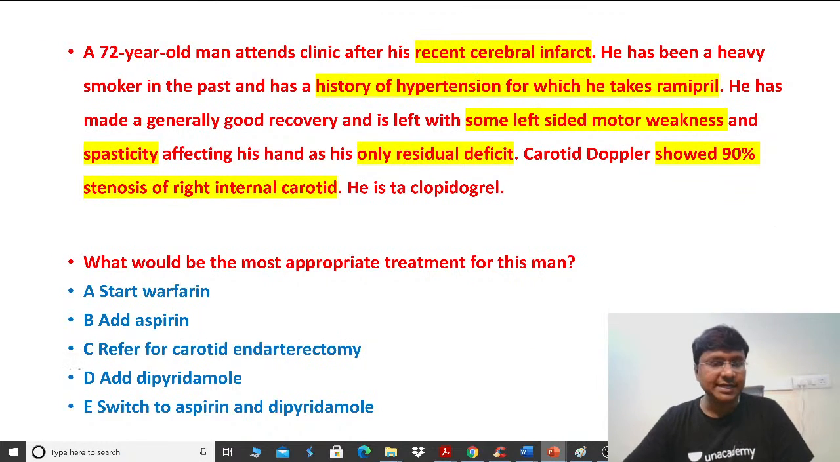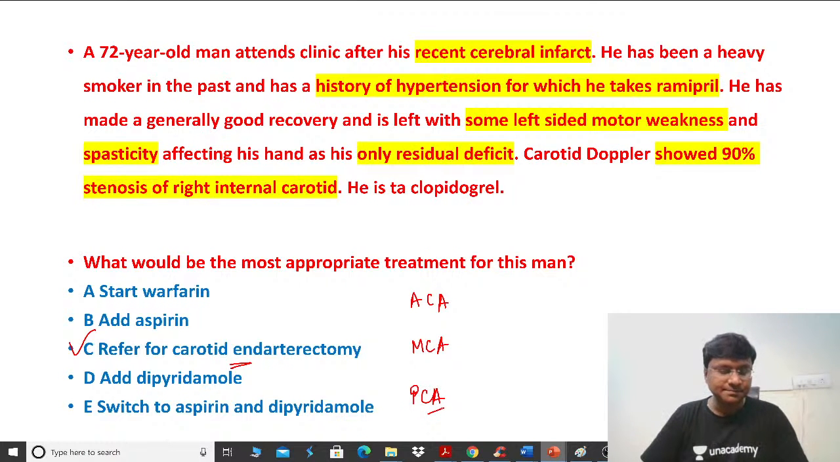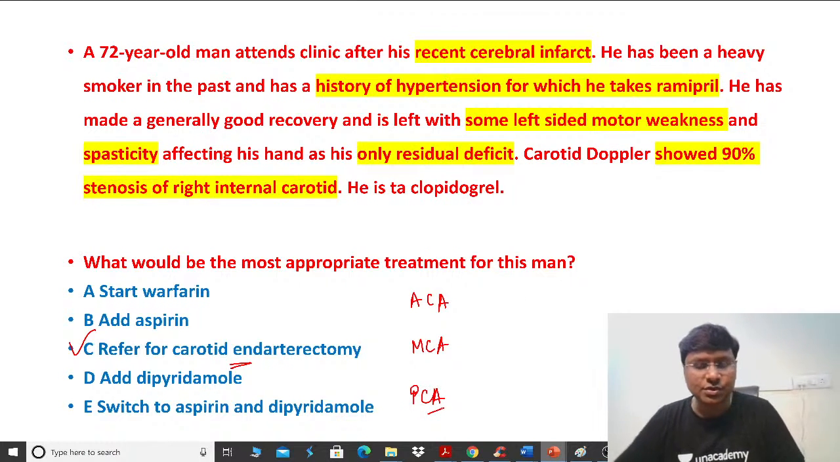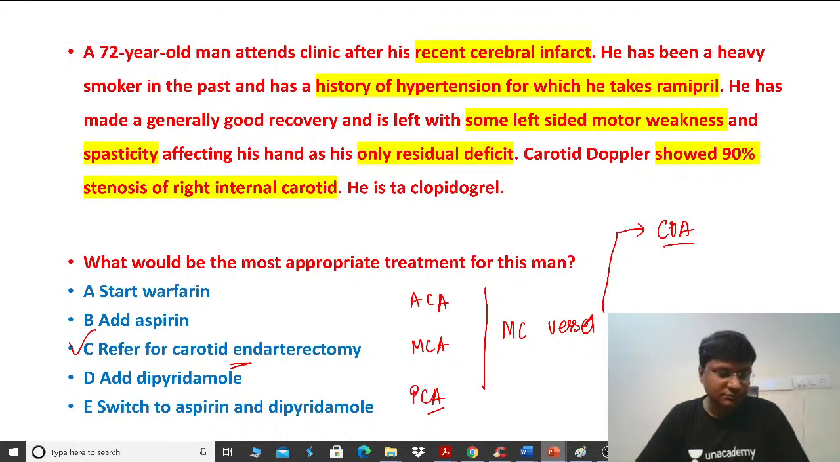Now, in this patient, as an option given to you, you have to go ahead with the carotid endarterectomy because the carotid Doppler is showing almost 90% stenosis in the internal carotid artery. Now, among your anterior cerebral artery, middle cerebral artery, and posterior cerebral artery, involvement will cause ischemic stroke. Right, ischemic stroke. Tell me, which is the most common vessel which is affected for the development of CVA?